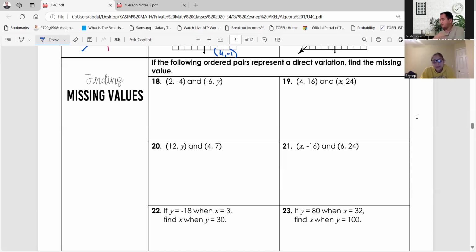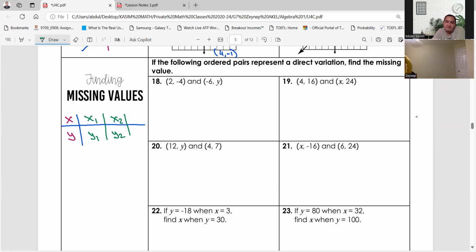But it's too hot. Okay, Zeynep, read the question one more time. If the following ordered pairs represent a direct variation, find the missing value. Okay. Now once again, let's make a table of what we know so far. The top part represents X values and the bottom part is Y values. Suppose the first one is X1 and the next one is X2. It continues. And the corresponding values are Y1 and Y2, right?